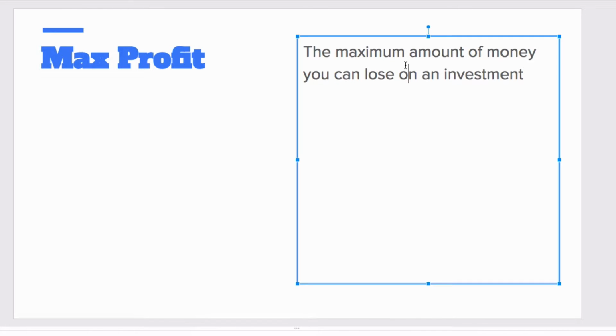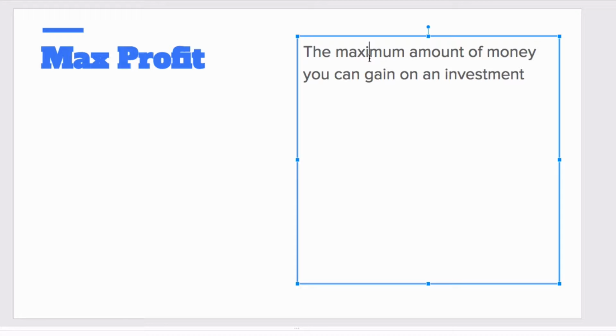Okay, max profit. And I should say gain. Let's fix that. So max profit is the maximum amount of money you can gain on an investment. Now, depending on how much time you spend on module one, you might think, well, you buy a stock, it can go up forever, right? So the maximum amount of money you can gain on an investment should always be infinite. There should be no cap. Well, that's not true at all.